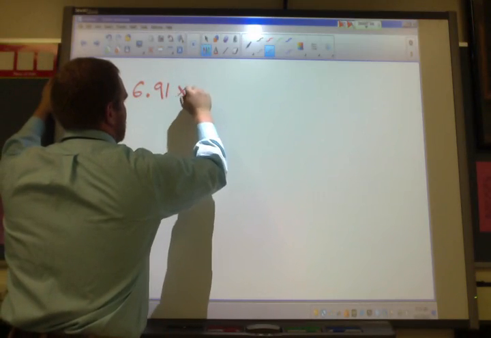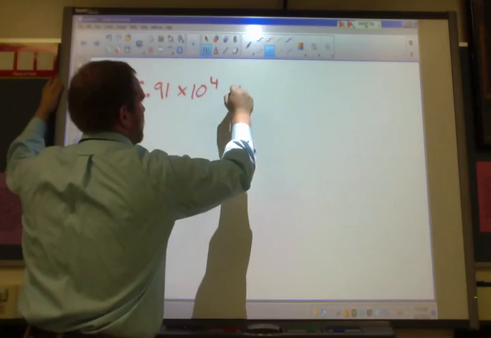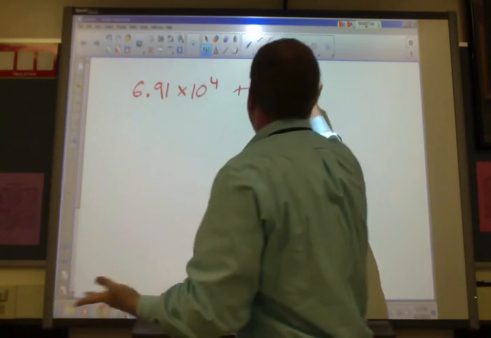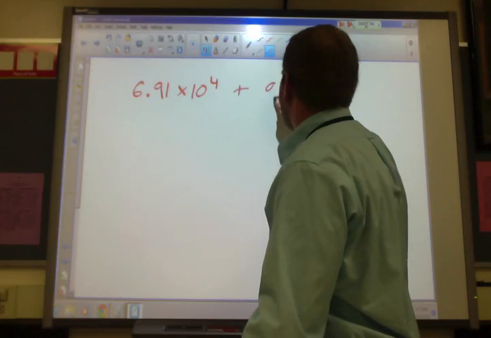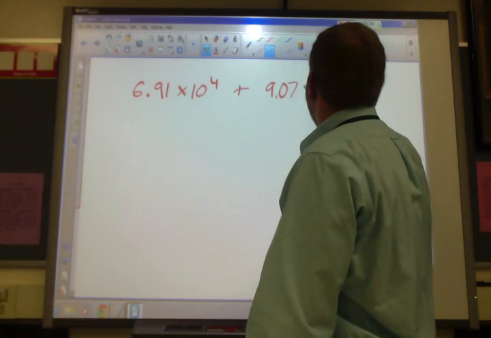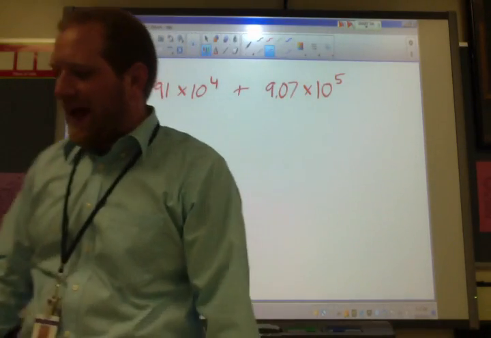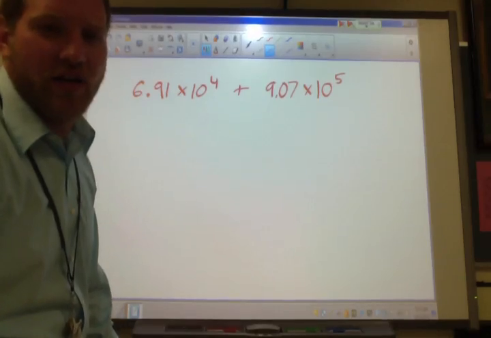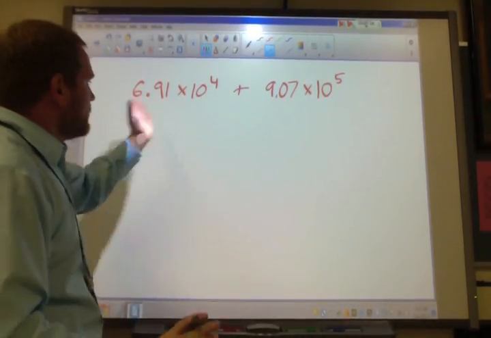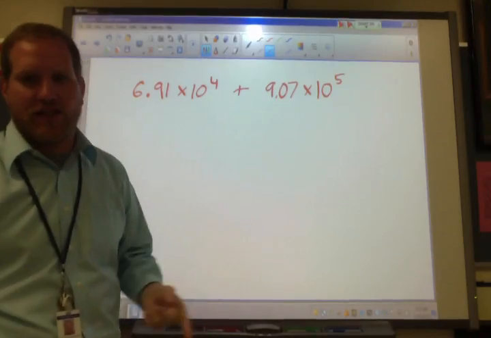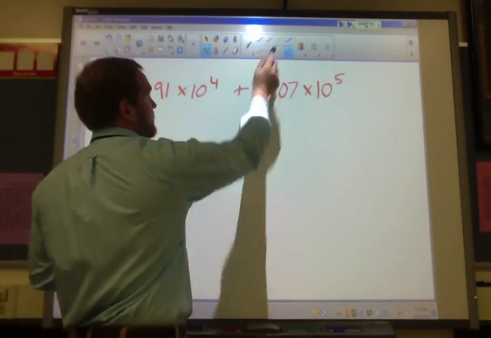6.91 times 10 to the 4th plus 9.07 times 10 to the 5th. So if you want to add these, you can obviously use your calculator, but again, it's important to know the fundamentals. To add these, you can't do anything until the exponents are the same. So we have to adjust.